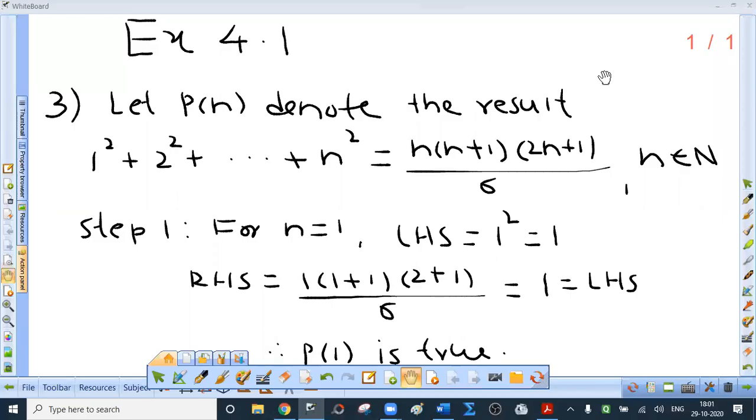Now, third sum, prove by induction 1 square plus 2 square plus 3 square up to n square. We have already discussed this in the topic sequence series. It is n into n plus 1 into 2n plus 1 upon 6. So we begin with: let P of n denote the statement or result 1 square plus 2 square up to n square is n into n plus 1 into 2n plus 1 upon 6. N is a natural number. First step, for n equal to 1. What is LHS? 1 square, that is 1. What is RHS? 1 into 2 into 3 upon 6, that is 1. Same as LHS. And therefore, P of 1 is true.